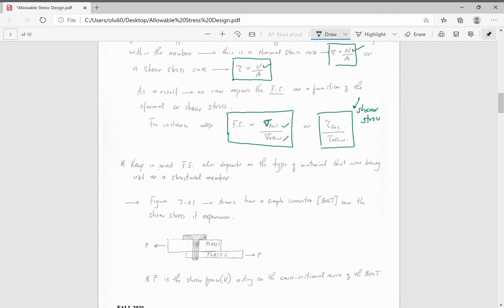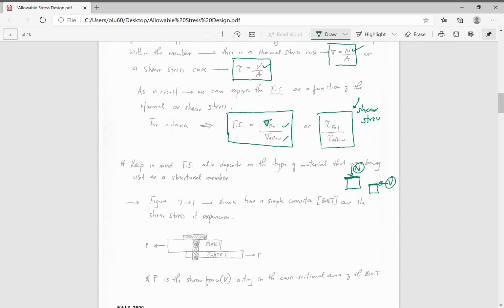Again, these shear forces and normal forces behave differently on a material. A normal force acts perpendicular to the actual area of the structure. A shear force acts parallel to the actual material, the cross-sectional area. So it's very good to know how these forces work on a particular structure.